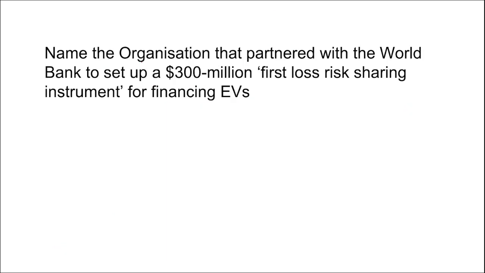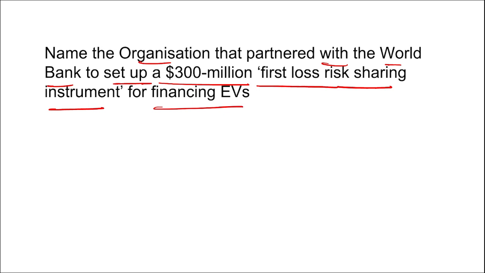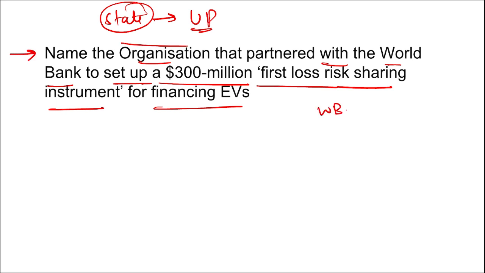Next question. Name the organization that partnered with the World Bank to set up a $300 million first loss risk sharing instrument for financing electric vehicles. First of all, tell me, the state that topped the most number of purchases in electric vehicles in India is Uttar Pradesh. Highly important. Then next question asked was you have to name the organization that partnered with World Bank. Where is the headquarter of World Bank? It is in Washington DC along with International Monetary Fund.